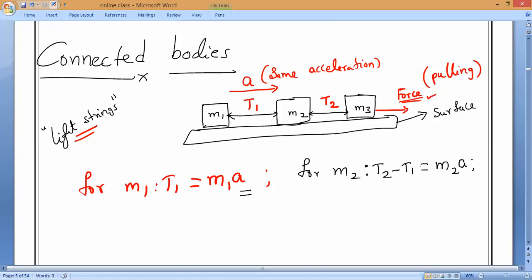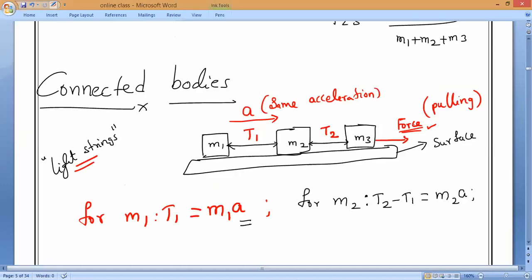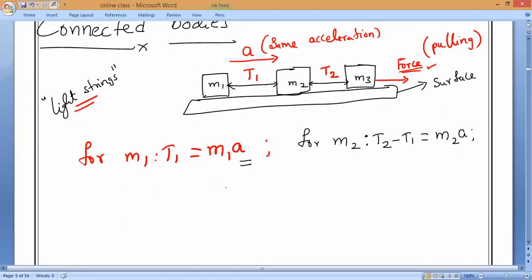M2 into acceleration. That is what will happen. Now, for M3, what will happen? Finally, force. So for M3, observe, force minus T2, F minus T2, which is equal to what?